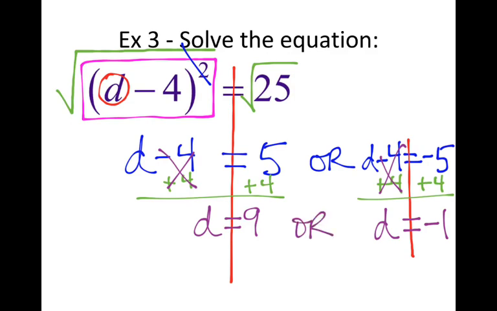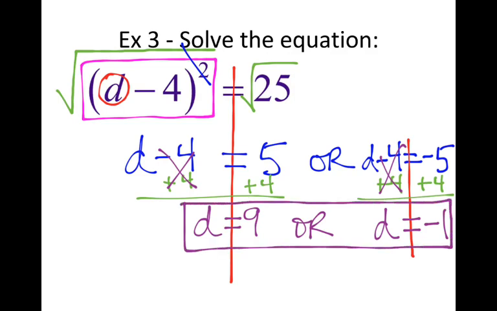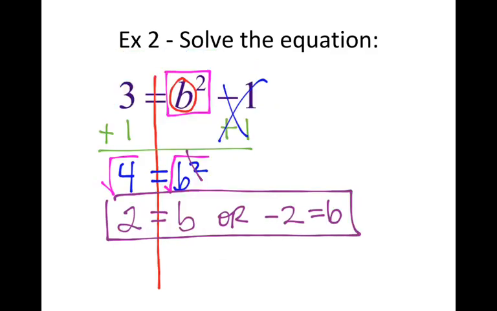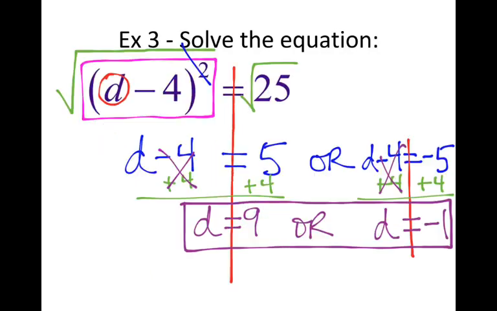To finish this up here, we're going to put "or" between our two answers and box it. In the last couple of examples, we've gotten the same answer, but one positive and one negative, right? That's not necessarily always going to happen. Sometimes when we have more than just the variable and the square, we're going to get two completely different answers.